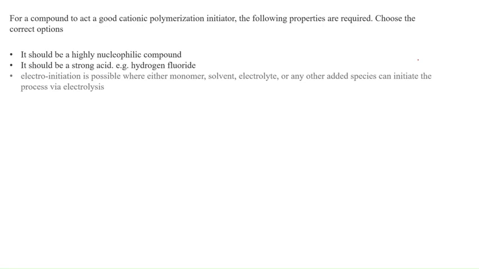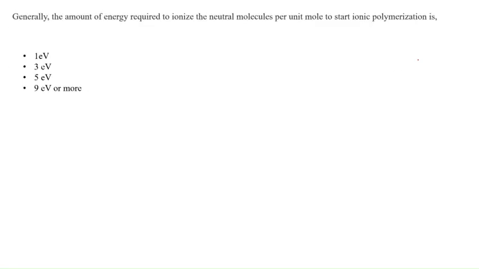Electroinitiation, or electroinitiated polymerization, involves the initiation of cations formed in the electrolysis of some component of the reaction system. So what happens in this is that some component of the reaction system is formed, and because of the electrolysis, it is possible when there is some monomer, solvent, or electrolyte involved, or any other added species, to initiate the process via electrolysis. So the third option is the correct answer.